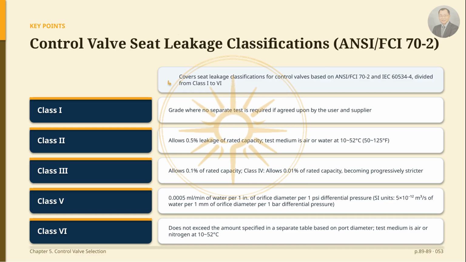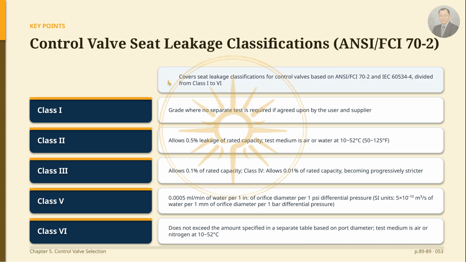capacity using air or water between 10 and 52 degrees Celsius, or 50 to 125 degrees Fahrenheit, as the test medium. Next, Class 3 allows up to 0.1% of rated capacity, and Class 4 allows up to 0.01%, becoming progressively more stringent. For Class V, leakage must not exceed 0.0005 milliliters per minute of water per inch of orifice diameter per psi differential. In SI units, this corresponds to 5 times 10 to the power of negative 12 m3 per second of water per mm of orifice diameter per bar differential.